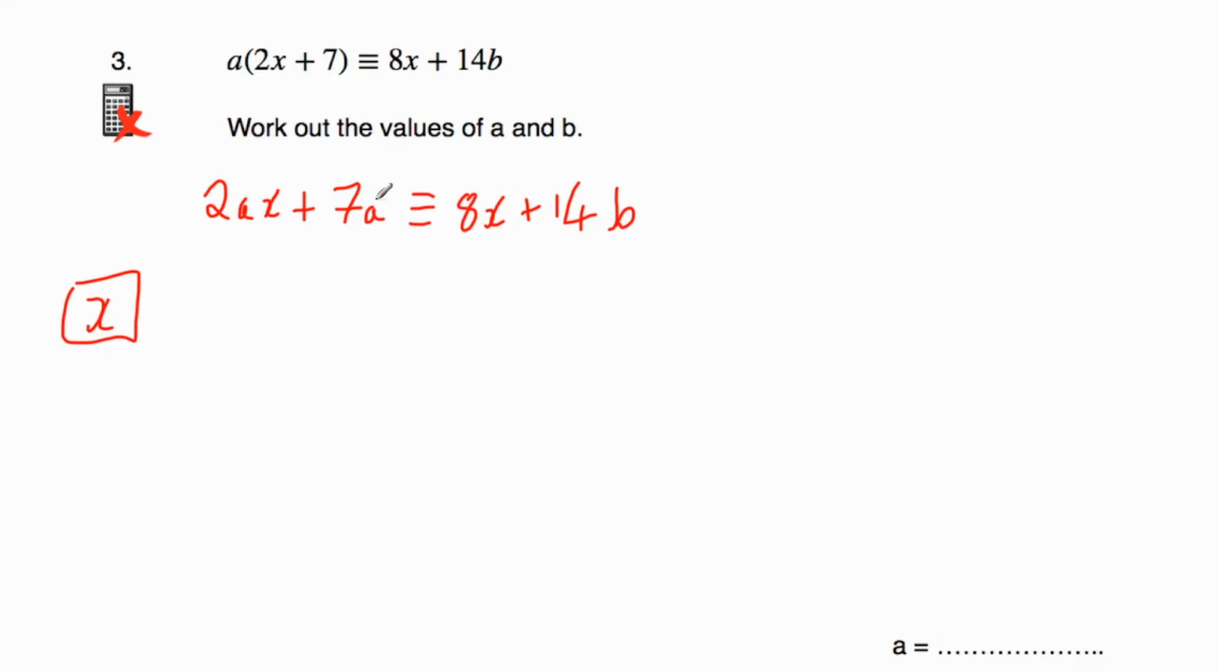On our left hand side, the coefficient of x is 2a. And on the right hand side, the coefficient of x is 8, so it's going to be equal to 8. So 2a is equal to 8. If we divide by 2 and divide by 2, we get that a is equal to 4. Fantastic. And if we just check it, 4 times 2x is 8x, and that's equal to 8x. So we've done our x's.